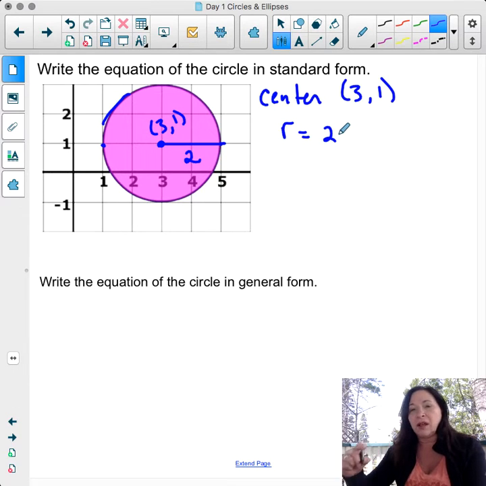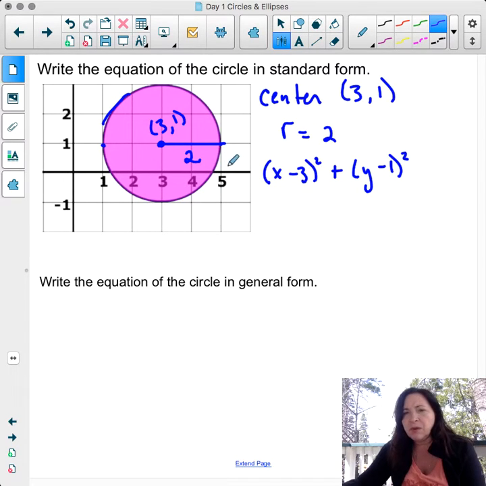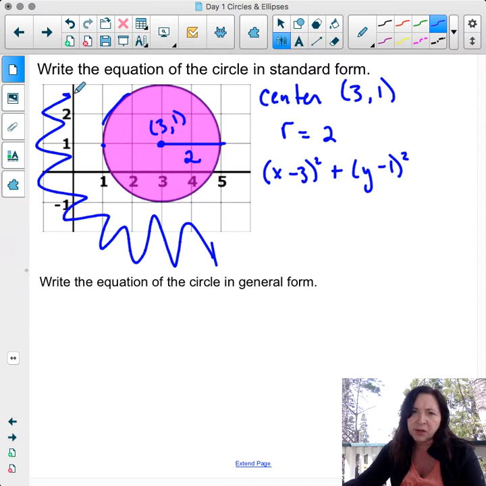So what this is telling me is that my equation is going to start off the quantity x minus 3 quantity squared plus y minus 1 quantity squared. And then because this is a shaded in circle and it's shaded on the inside, it's shaded less than. If it was greater than, it'd be shaded all the way outside, like all of this space out here. But because it's shaded inside, it's less than.